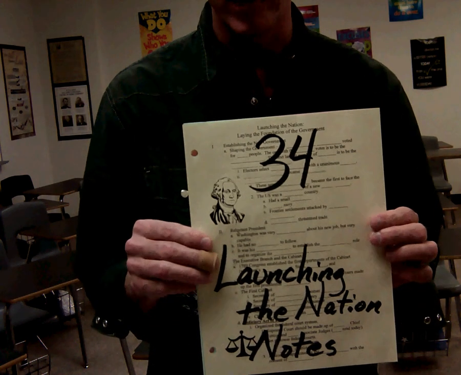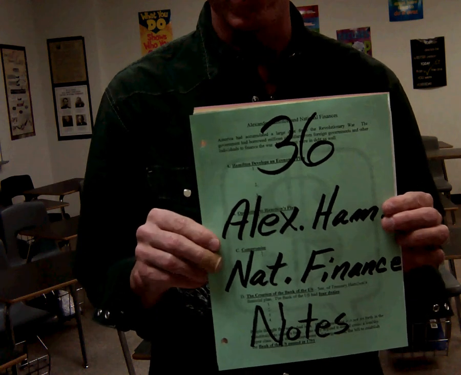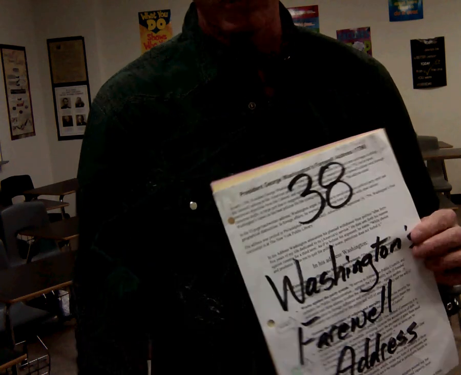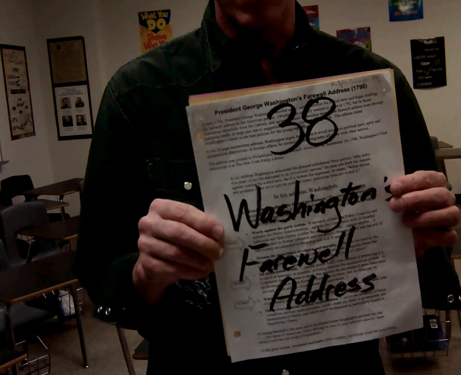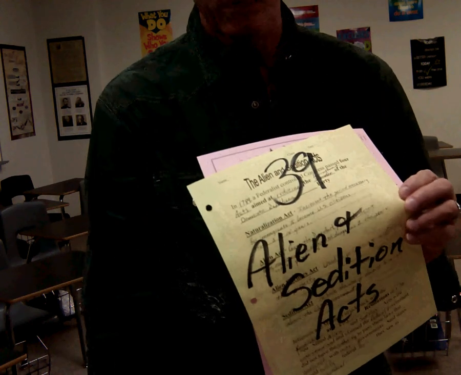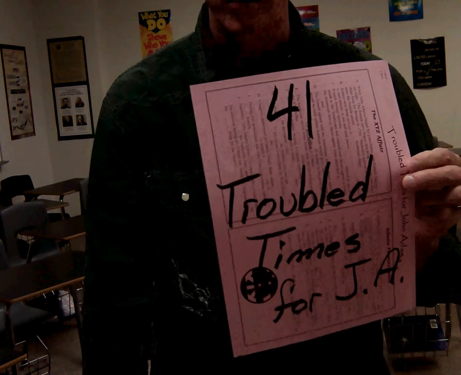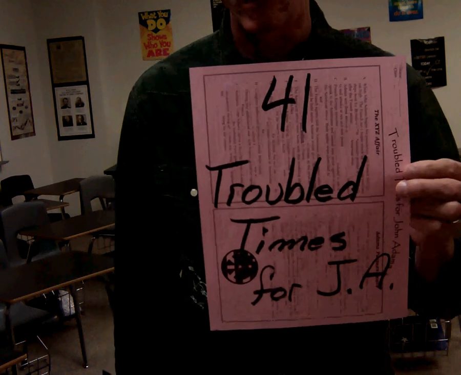Okay, launching the nation notes, number 34, 36, Alexander Hamilton, national finance notes. Number 38, Washington's farewell address. 39, Alien and Sedition Acts. And, of course, Troubled Times for John Adams, number 41.